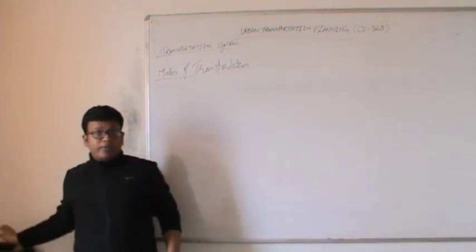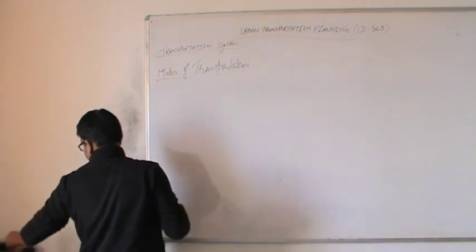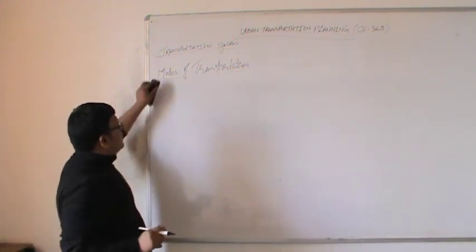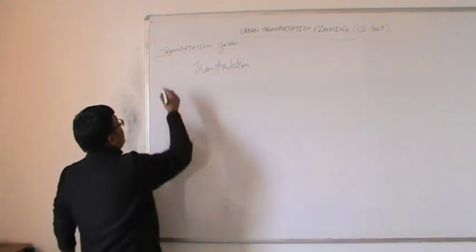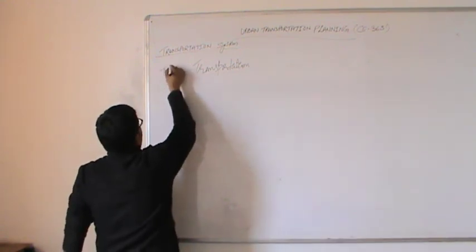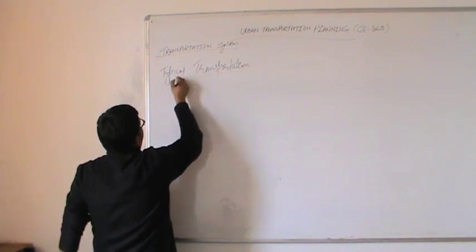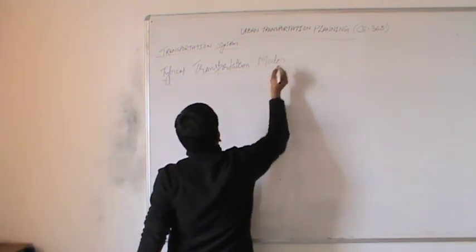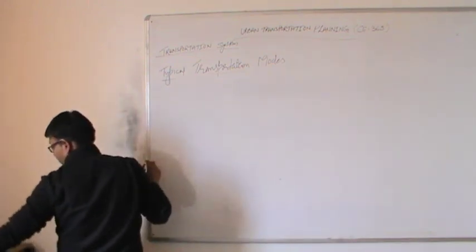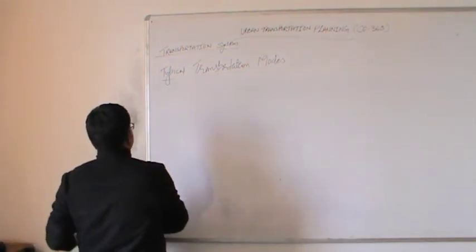Then we have the typical urban transportation modes. As we have seen, major mode of transport, minor mode of transport, the typical mode of transport, or typical transportation mode. We will list it one by one. First of all, we will start.